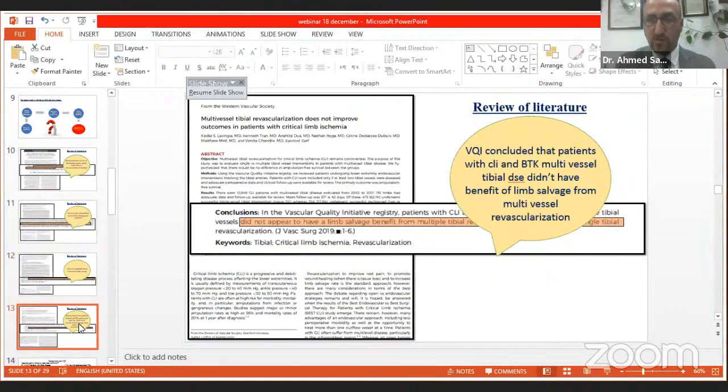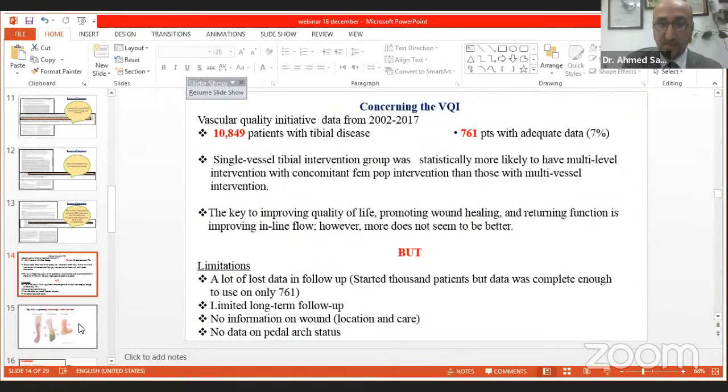And of course, when we go to the Vascular Quality Initiative, published in 2019, it concluded that patients with critical limb ischemia and below the knee multivessel disease didn't have any benefit, according to limb salvage, from multivessel revascularization. But especially the Vascular Quality Initiative, we have to go deeper in this study.